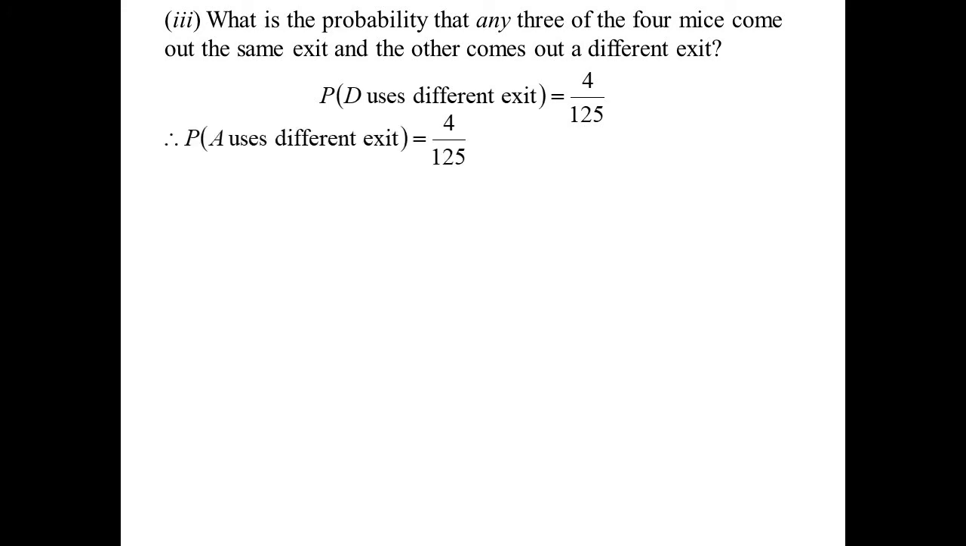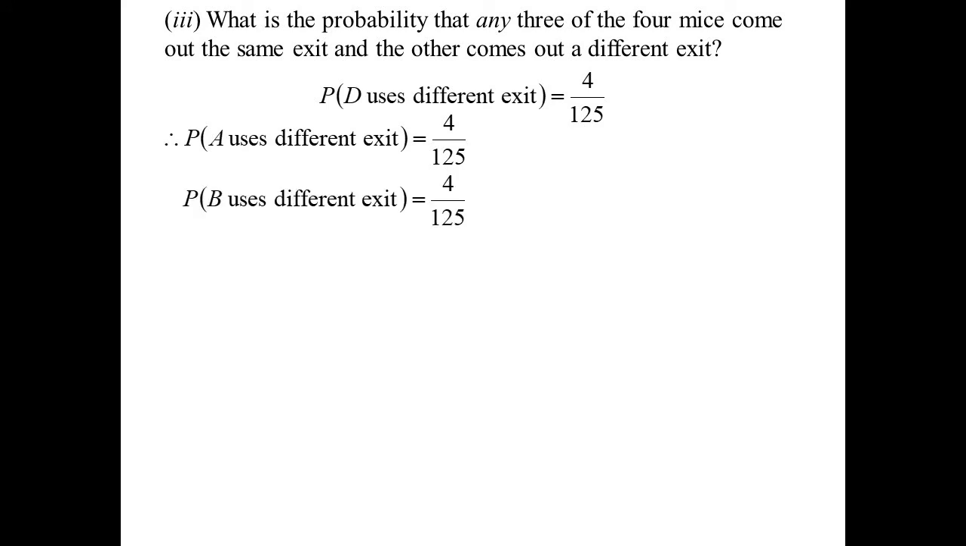They then followed it up with this question. All right, well, what's the probability that any 3 of the 4 mice go out the same exit and the other comes out a different exit? See, in the last one, it was specifically D went out a different one and A, B and C went through the same one. Well, we just worked out the probability that D uses a different exit. Now remember, every mouse is equally likely. So logically, probability of A using a different exit must also be 4 in 125.